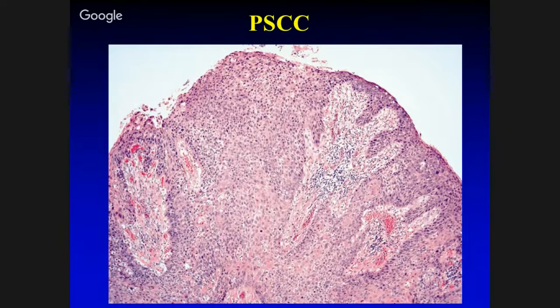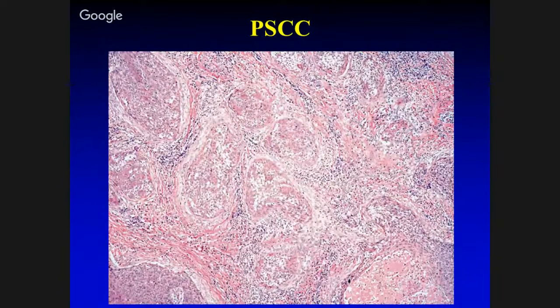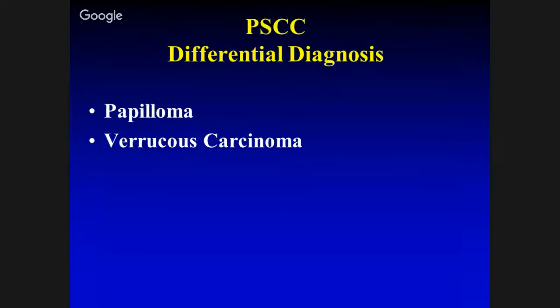Not all of these are necessarily non-keratinizing. Some of them may be keratinizing, as you see here. This one had the exophytic, not quite papillary proliferation, and this one was clearly invasive. You can see the invasiveness. So it comes in the more common form, papillary non-keratinizing, but it could be exophytic, papillary, and keratinizing as well.